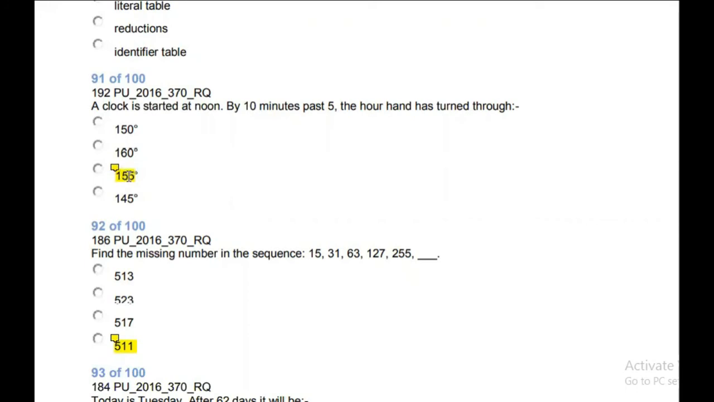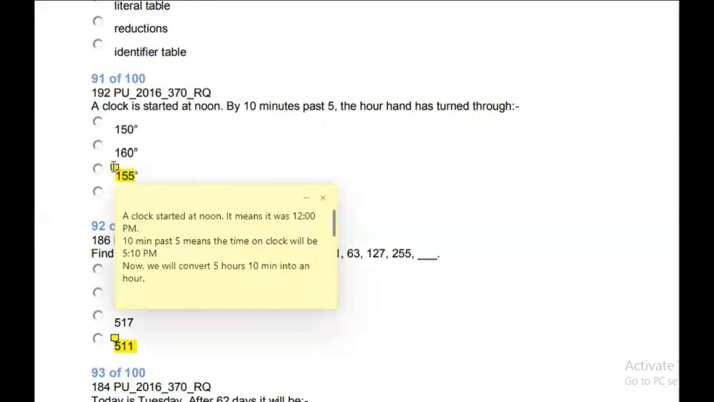The answer is the angle the hour hand has turned through. So 155 is the answer. So the method is: a clock started at noon means it was 12 p.m. Ten minutes past 5 means the time on the clock will be 5:10 p.m.